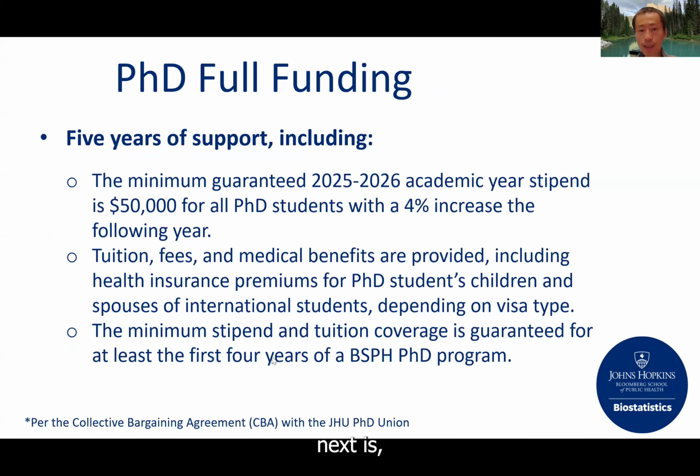And then next is the general information about our graduate program. If you are interested in the PhD program, our PhD program provides 5 years of full support. This includes a minimum guaranteed stipend for the next academic year, which will be about 50,000 for PhD students, and for the year after, you would expect a 4% increase.